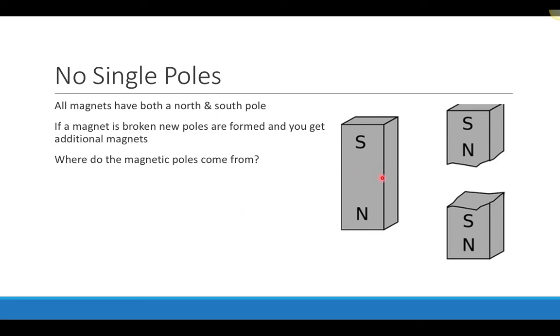If you take a magnet like this one right here that has a north and a south pole and you somehow break it in half, you end up getting two new magnets with a north and a south pole. So where you broke it, you'll form a new north pole and a new south pole on the opposite pieces of the magnet. So we can ask the question, where do these magnetic poles actually come from?